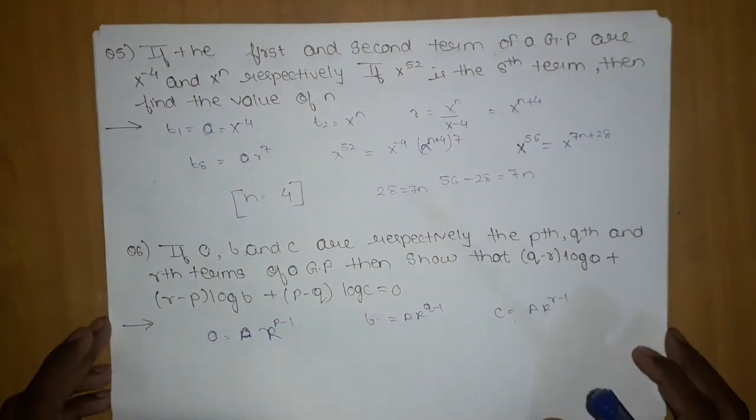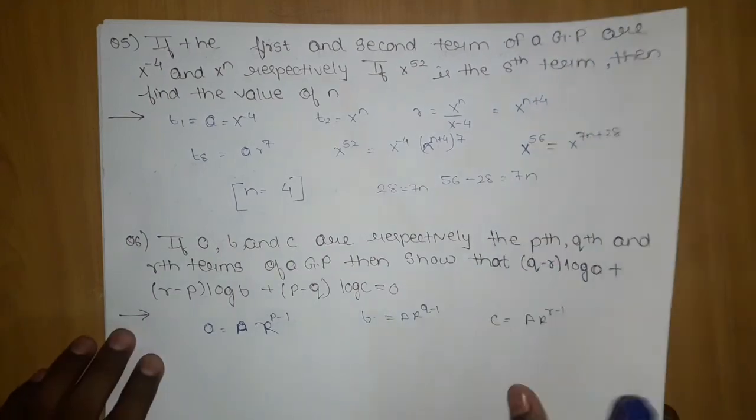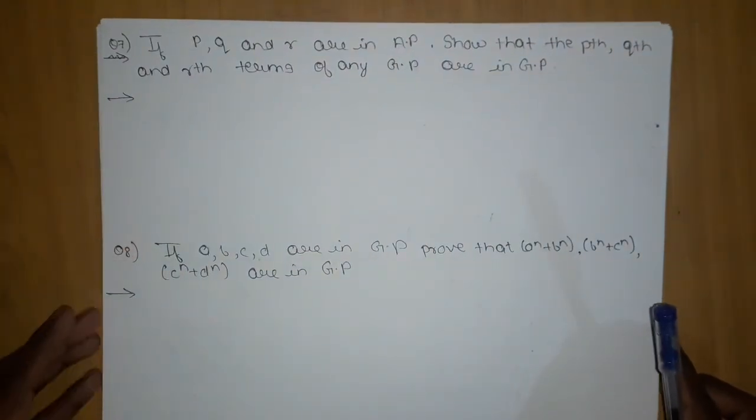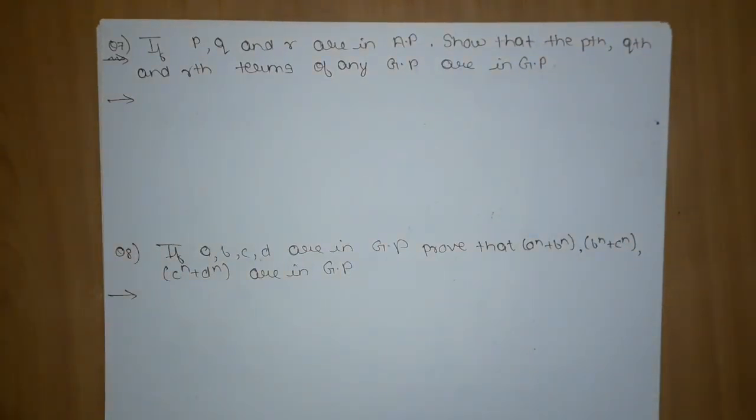That was nothing but just writing the terms, substituting them using the logarithmic basic properties, and then getting the answer. So we are done with question number 5 and 6. Let's move on to the next question. Question number 7 is as follows. Question number 7 says: if P, Q and R are in AP, then show that the Pth, Qth and Rth terms of any GP are in GP.